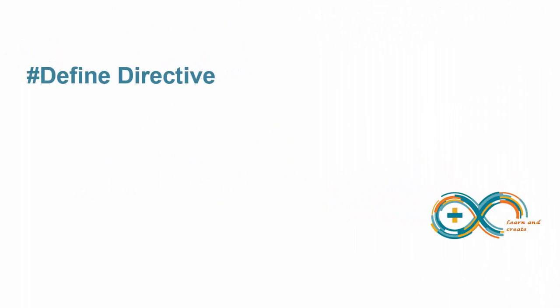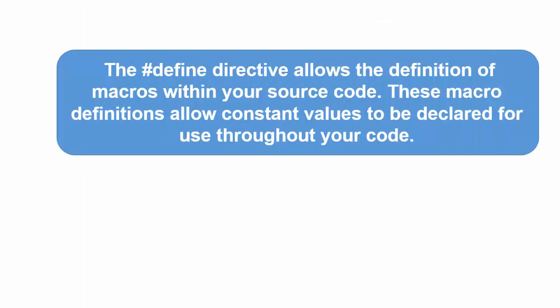In the C programming language, the hash define directive allows the definition of macros within your source code. These macro definitions allow constant values to be declared for use throughout your code. Macro definitions are not variables and cannot be changed by your program code like variables. You generally use this syntax when creating constants that represent numbers, strings, or expressions.